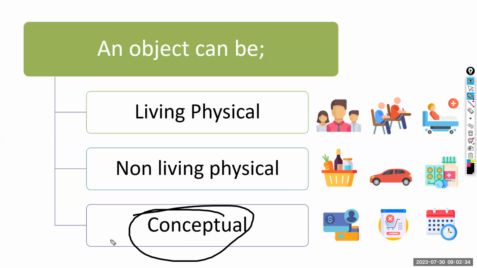There's another word which is very close to object and class. Can someone tell me what that other word is?